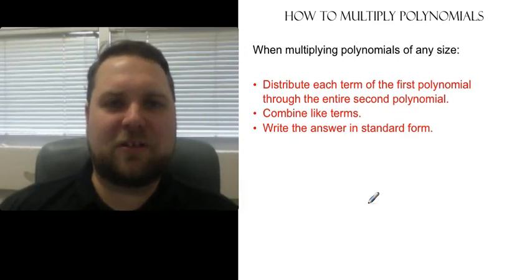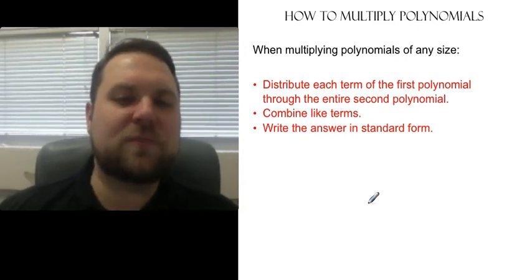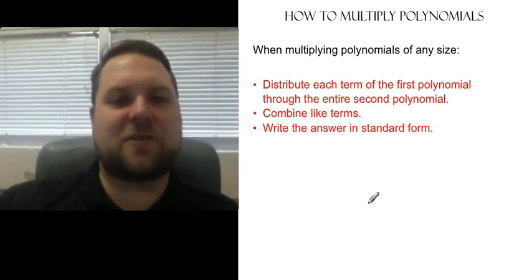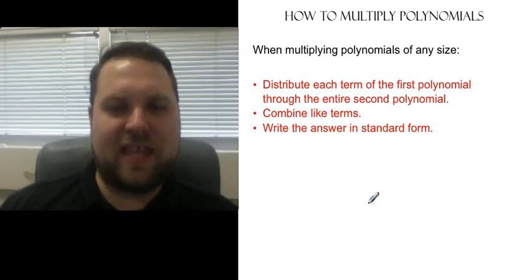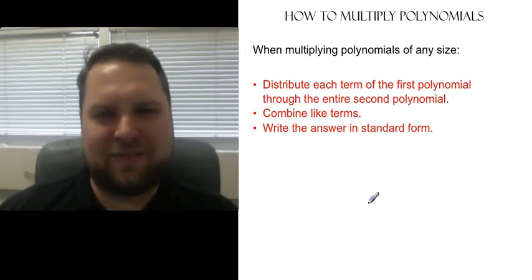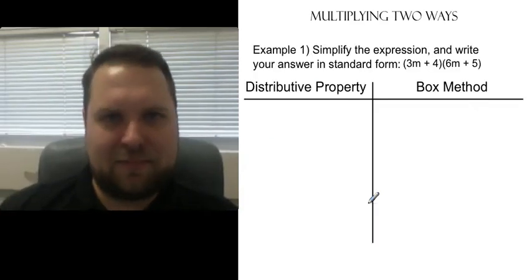When we're multiplying polynomials of any size, doesn't matter how big they are, distribute each term of the first polynomial through the entire second polynomial. Then combine like terms, and then make sure your answer is in standard form. Always, always standard form. It's just good practice. Now, here we go, example 1.